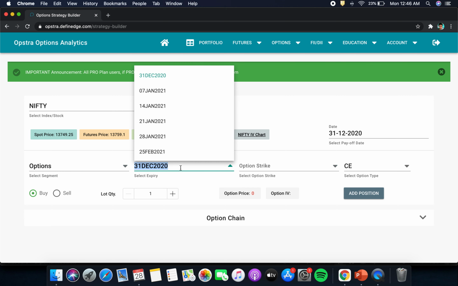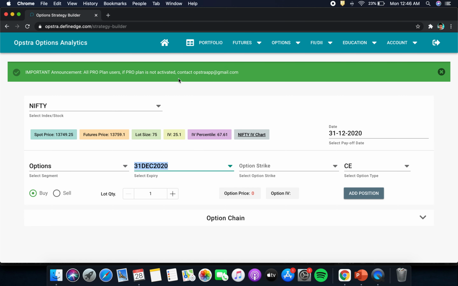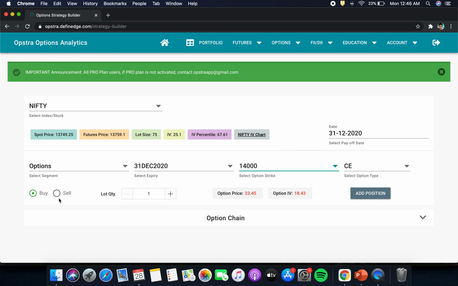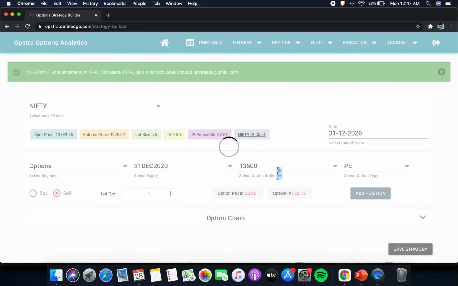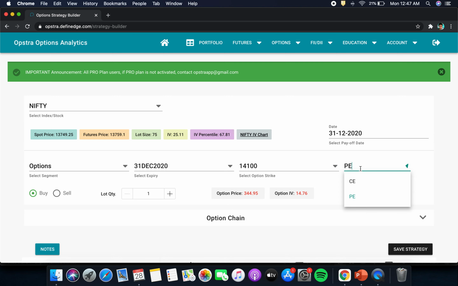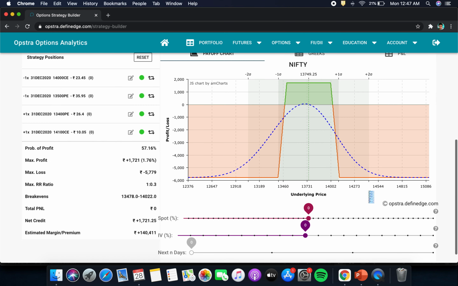So again, as I mentioned, iron condor is nothing but a hedged strangle. So let's do it. We'll continue with the same view that Nifty is going to stay below 14,000 and above 13,500 in the upcoming expiry. And now basically you are going to hedge these put options and call options. So for 13,500 we can buy one 13,400 put option, and for 14,000 we can buy 14,100 call option. And this is basically your iron condor.